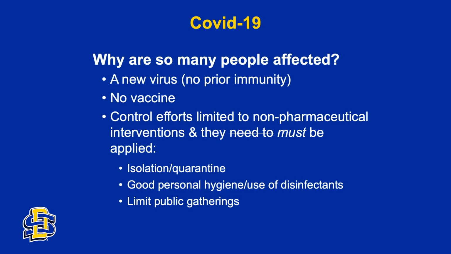So, why are so many people going to be affected with this disease? If you go back to the influenza of 1918, no one is immune to it. There's no vaccine. And the only way that you can control this is by quarantining cases, which they've been doing. Good personal hygiene, which I think the message is out there as far as washing your hands, staying away, not being too close to people, probably not shaking hands, but also limiting public gatherings. You don't want a lot of people in one place at a time.